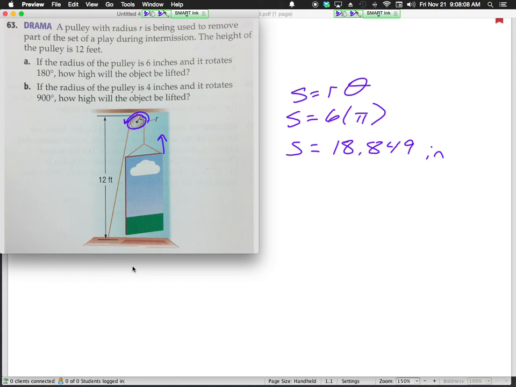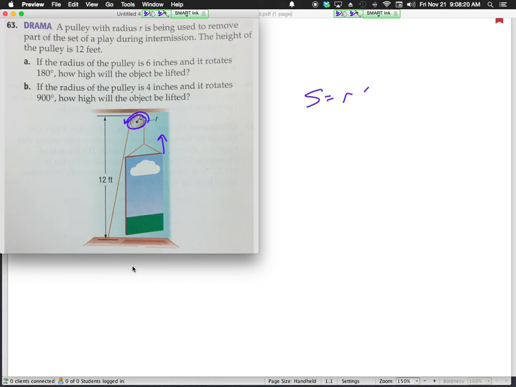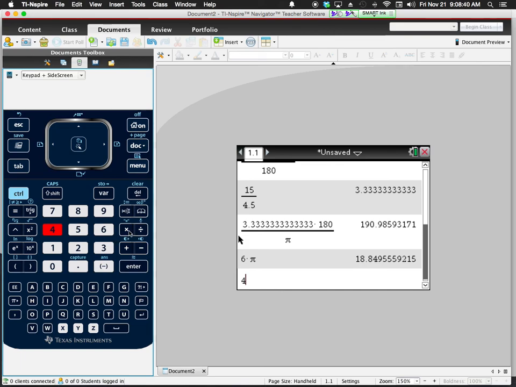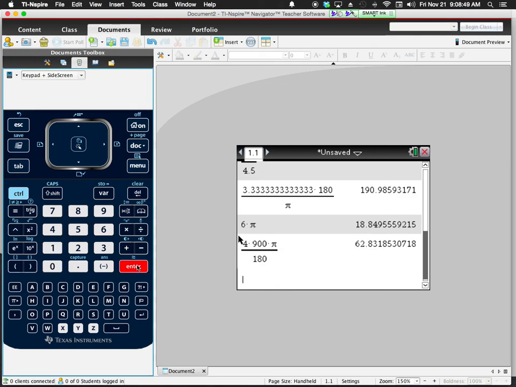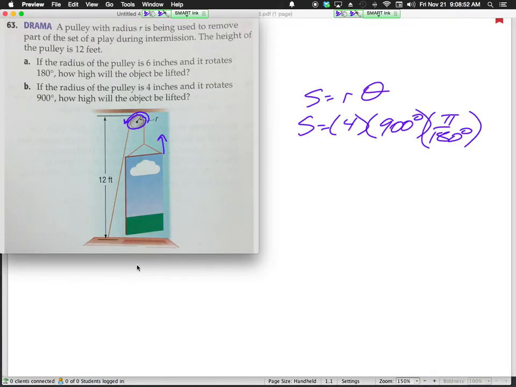Next thing says, this time, what if the pulley is of radius 4 inches, and this time we want to rotate it 900 degrees? How high will the object be lifted? So s equals r theta. This time my radius is 4. This time my angle is 900. What else do I need? Pi over 180. And we punch it in. So 4 times 900 pi divided by 180. So 4 times 900 times pi and divided by 180. So 62.831 inches.